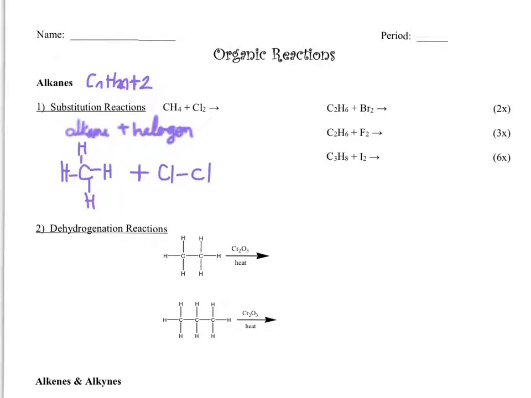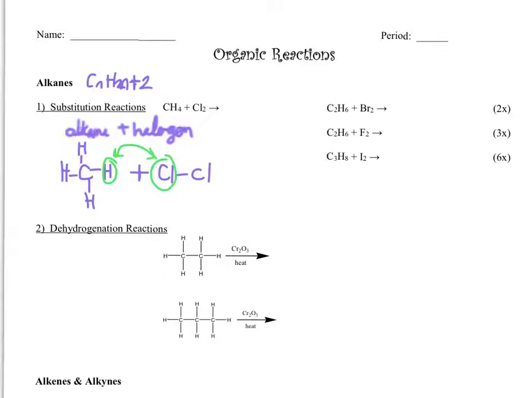Now this is called substitution. That means one thing takes the place of something else. It substitutes it. So what's going to happen here is one of these hydrogens, any of those, just one of them, is going to be substituted by one of the chlorine atoms. So those 2 are going to substitute each other or switch places. This one and this one are going to switch places, right?